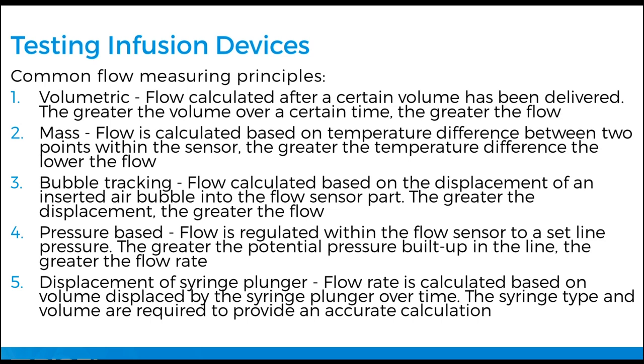Pressure-based flow is regulated within the flow sensor to a set line pressure. The greater the potential pressure buildup in the line, the greater the flow rate. And displacement of a syringe plunger, flow rate is calculated based on volume displaced by a syringe plunger over time. The syringe type and volume are required to provide an accurate calculation.